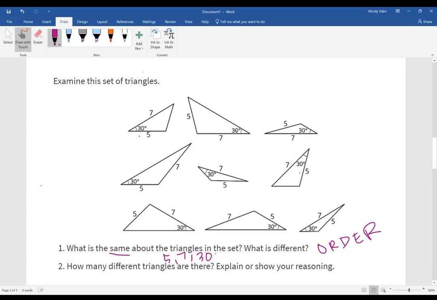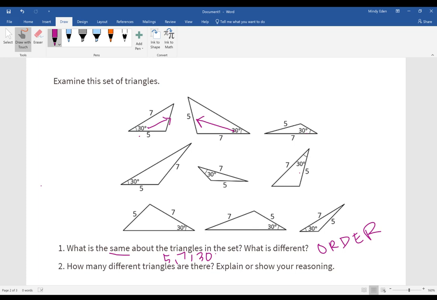Question number 2 says, how many different triangles are there? Now, this is a really key component. What you want to notice is you want to go to the angle that's given and look across. On my first triangle, across from the 30 is not labeled. On my second triangle, if I go across, that one has a 5. So what that tells me is that these are two different triangles.